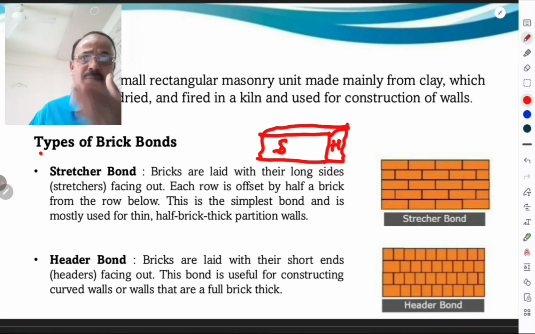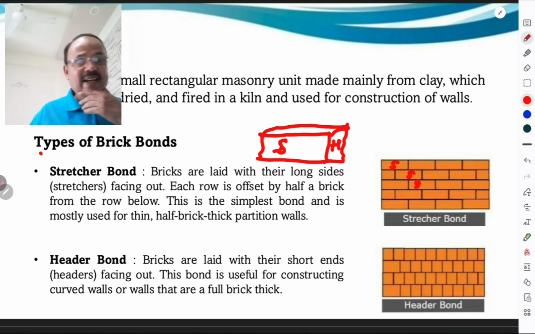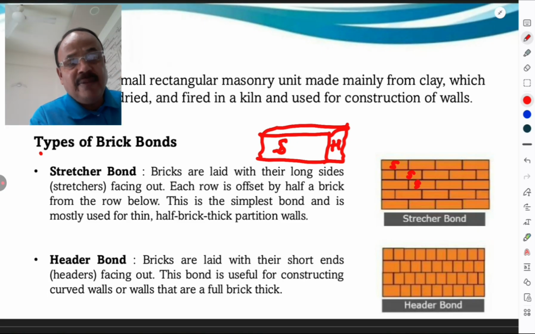Stretcher bond. The name itself indicates all stretchers are here. This is a stretcher. In each row there are stretchers. Bricks are laid with their long sides facing out. Each row is offset by half a brick from the row below. This is the simplest bond and mostly used for thin half brick thick partition walls.